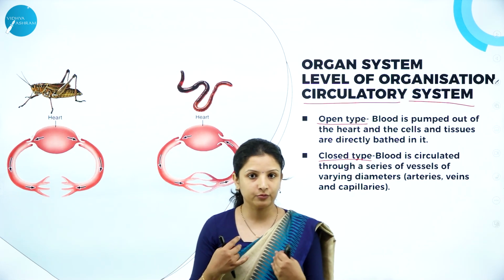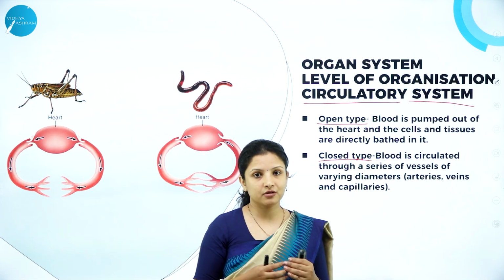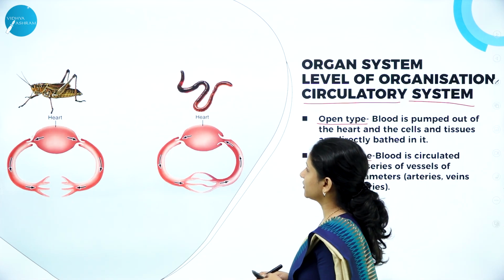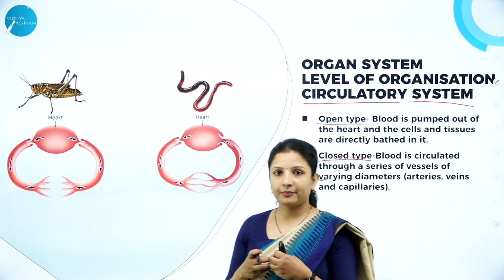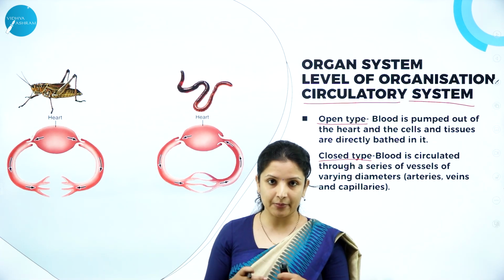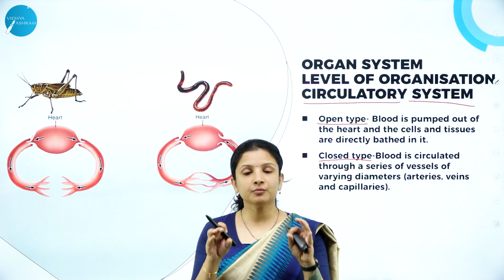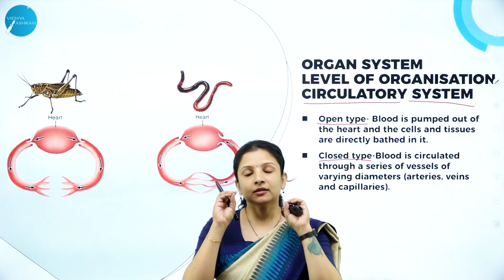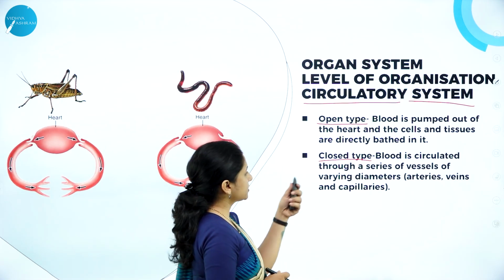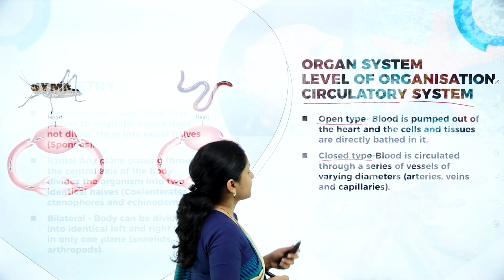For example, we human beings have a closed type circulatory system, or the earthworm that has a closed type circulatory system, wherein the heart has arteries, veins and capillaries which are connected to the particular organs, and the blood is pumped only to that particular organ. So that is closed type circulatory system.